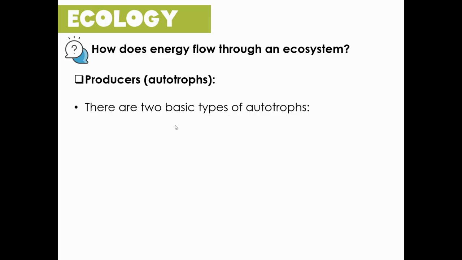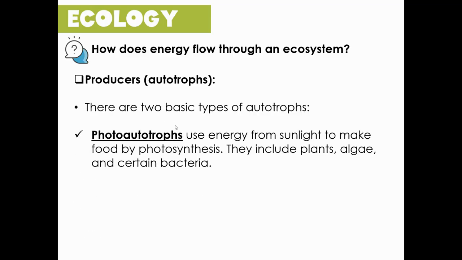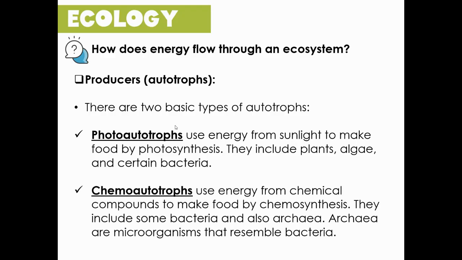Now, there are two types of autotrophs. We have our photoautotrophs that go through photosynthesis. They're going to use energy from the sun to make food via photosynthesis. And these are our plants and our algae and then certain bacteria. And then other bacteria are known as chemoautotrophs, and they're going to use energy from chemical compounds to make their food by a process called chemosynthesis.